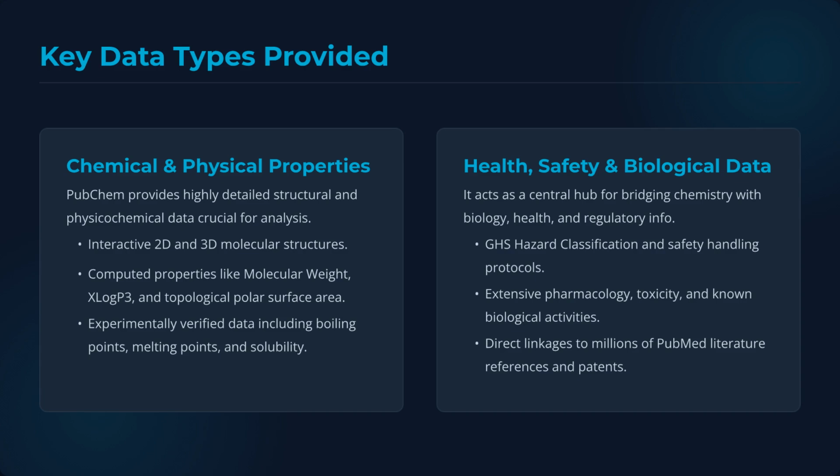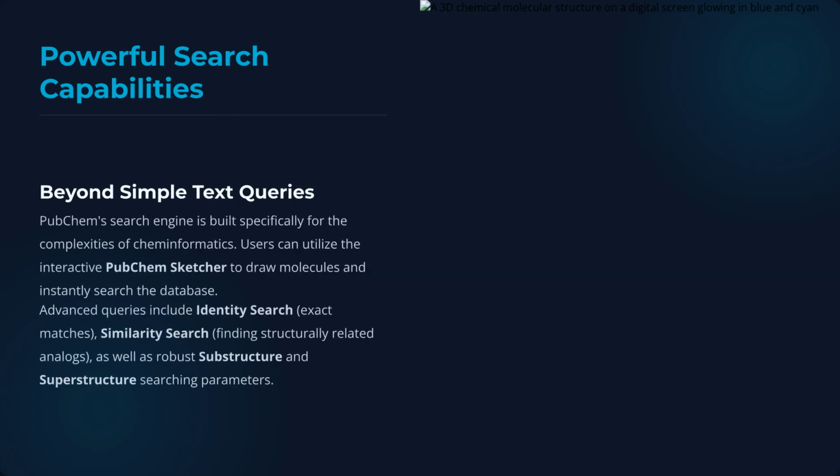and experimentally verified data. It also offers health, safety, and biological data, bridging chemistry with regulatory and health information, including toxicity and literature linkages. PubChem offers powerful search capabilities beyond simple text. Users can draw molecules with the PubChem Sketcher. Advanced queries include identity, similarity, substructure, and superstructure searches.